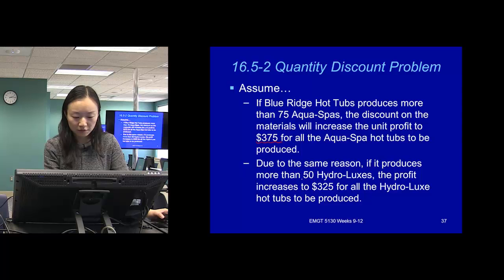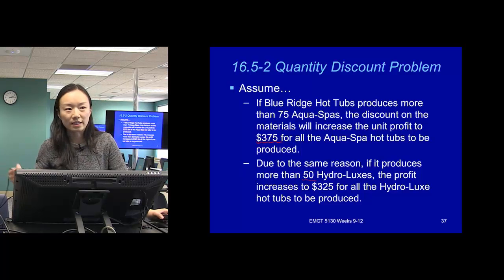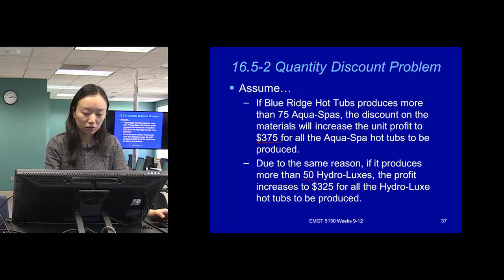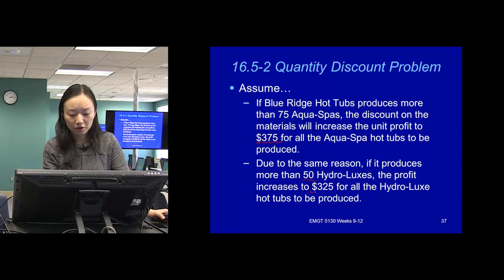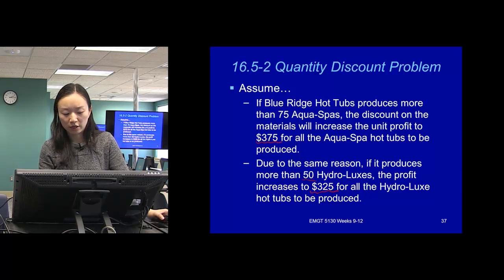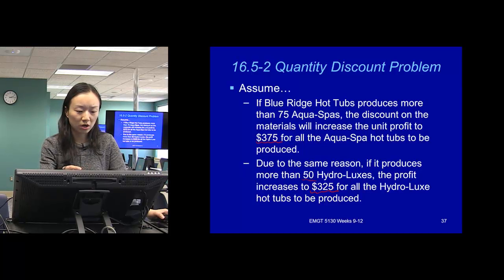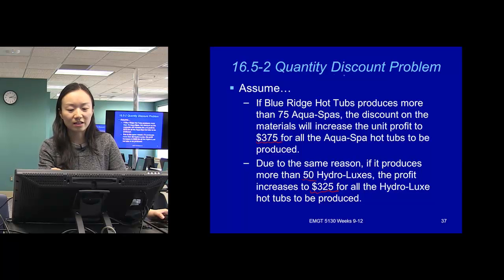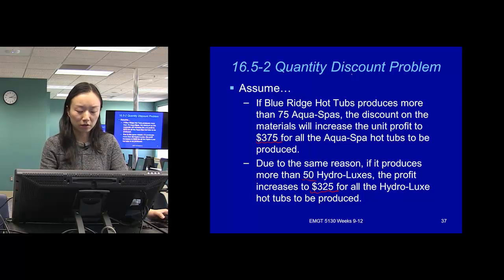If you produce more than 50, then you're going to buy a large quantity of material for those Hydroluxes, and you can buy them at a cheaper price, which ends up with higher profit for all the Hydroluxes that you're going to produce. Okay, so in your book, the one called the quantity discount, I figured this makes more sense, so I changed them to two different problems. So if you're going to read the textbook for the corresponding problem, the quantity discount is really the learning curve problem we talked about earlier. Okay, so this is a different setting.